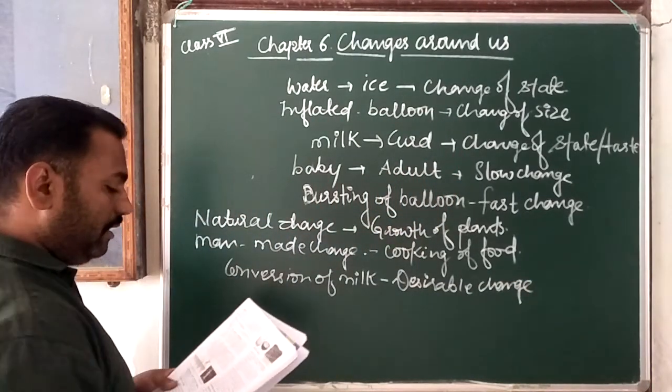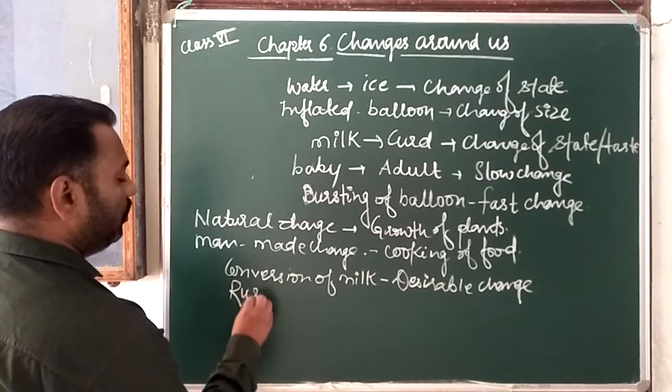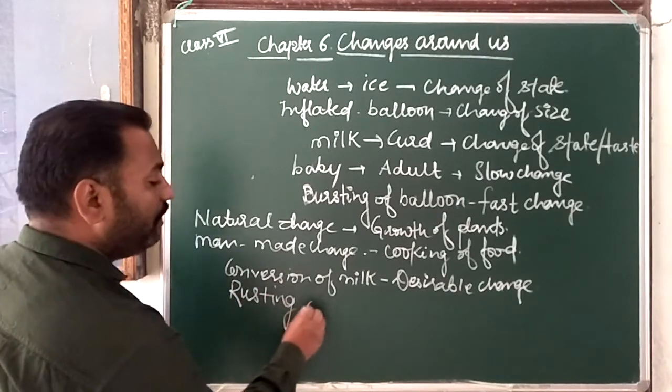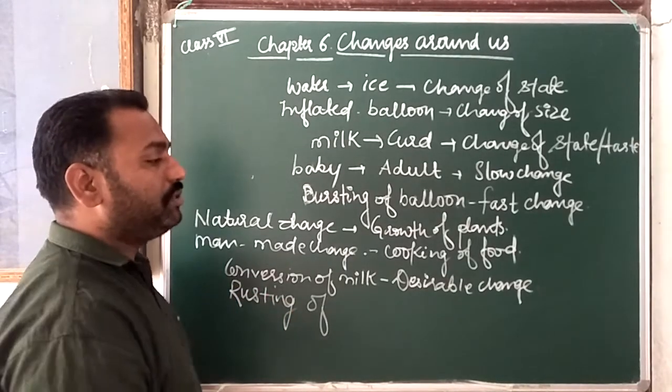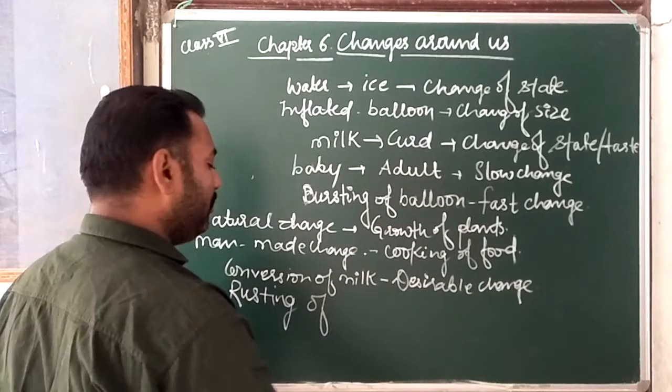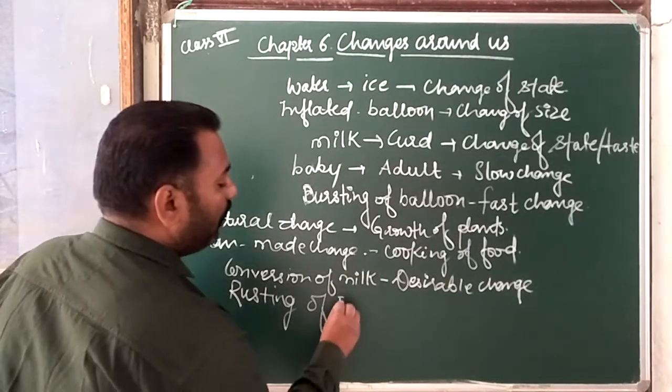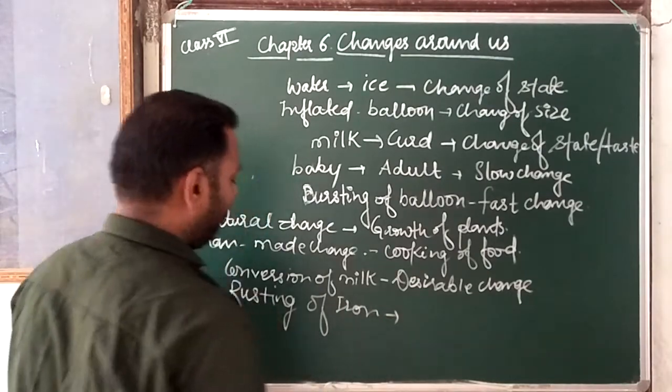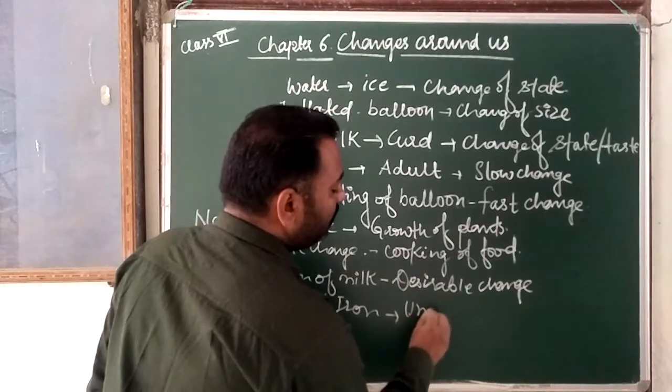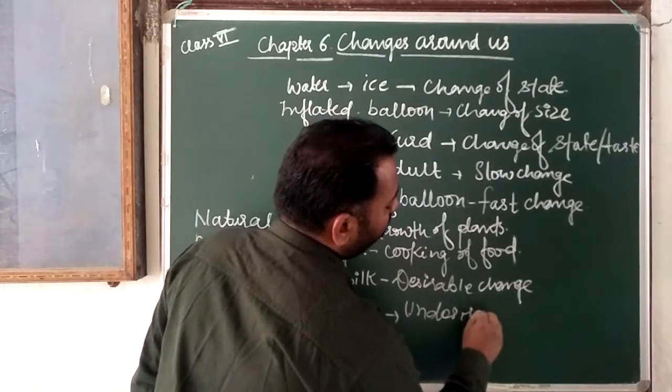And like rusting of iron. Sometimes we want to change the milk into curd, so this is a desirable change. But we don't want our iron to get corroded or rusted, so this is an undesirable change.